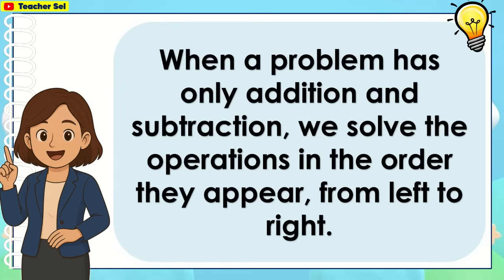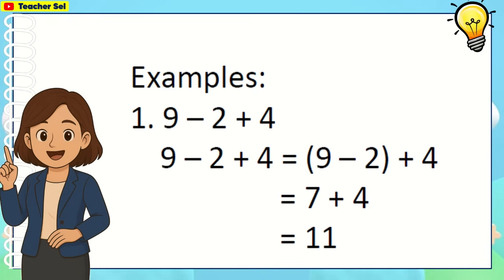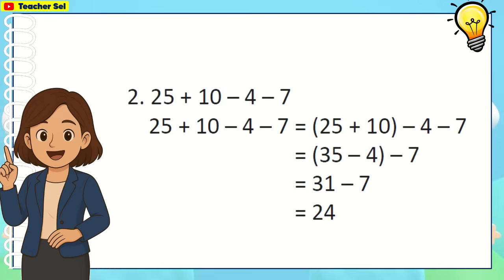When a problem has only addition and subtraction, we solve the operations in the order they appear, from left to right. Examples: 9 minus 2 plus 4 equals, 9 minus 2 plus 4 equals 7 plus 4 equals 11. For number 2, equals 24.